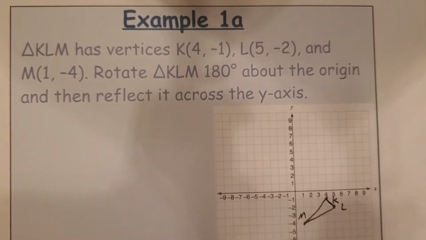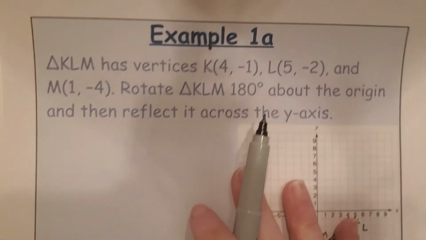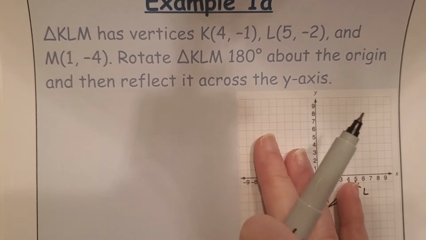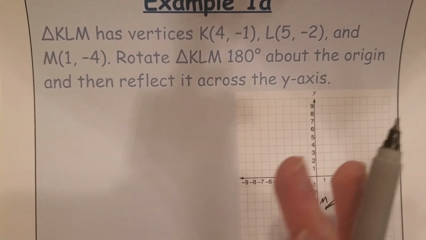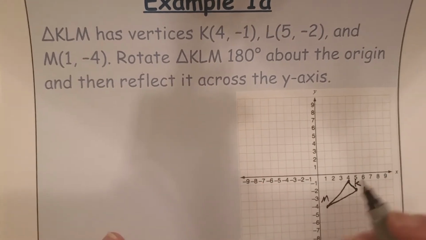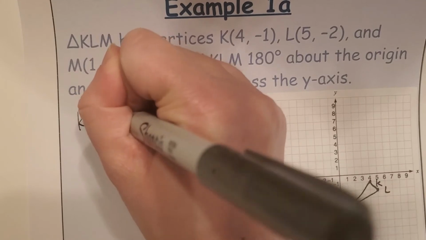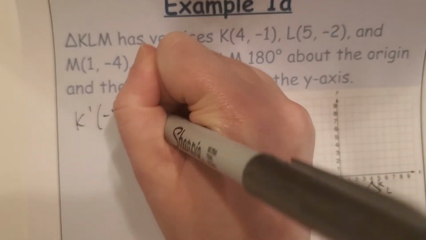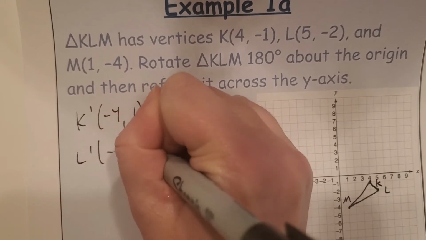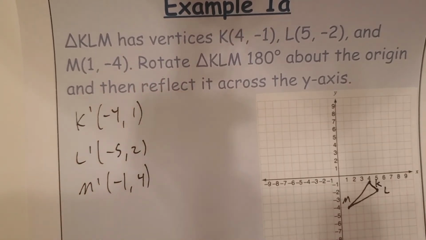So we're going to rotate 180 degrees first. Now, again, if you don't remember those rules, the 180 rotation, you're just switching the signs of all of the ordered pairs. You're not switching anything around or adding anything or subtracting anything. You're just switching the signs. So K prime is going to be -4, 1. L prime is going to be -5, 2. And M prime is going to be -1, 4.